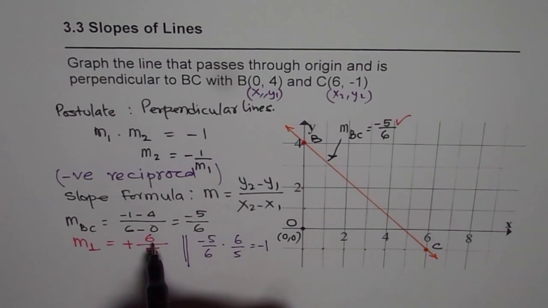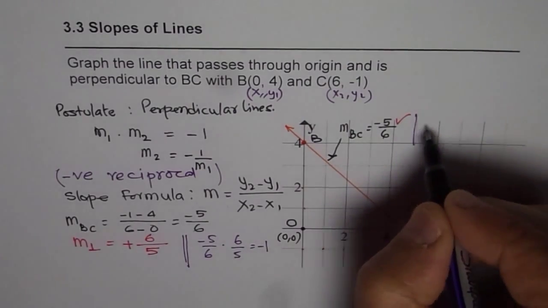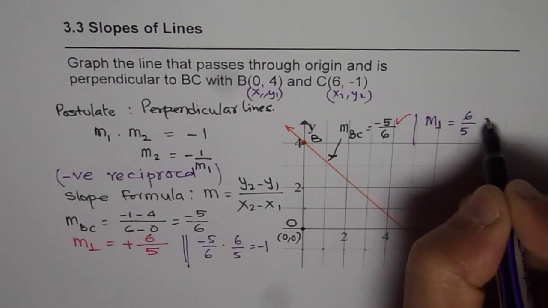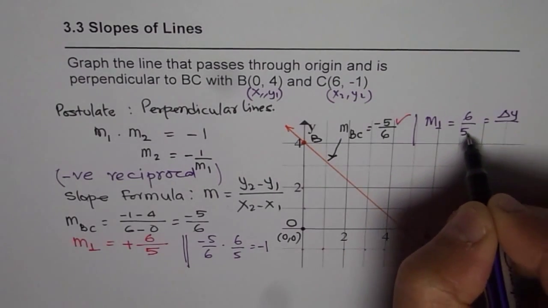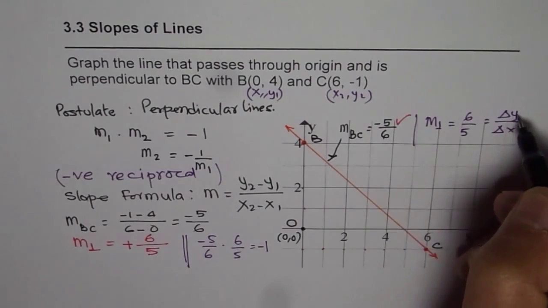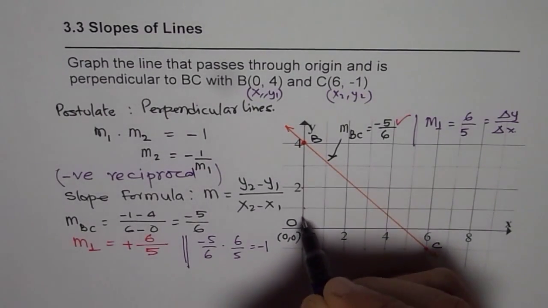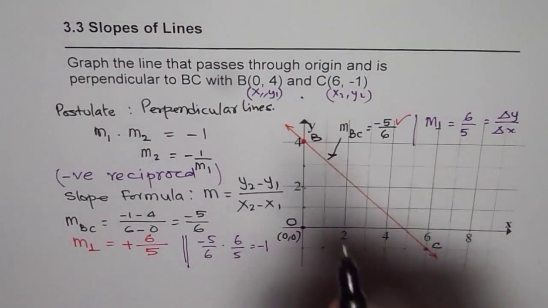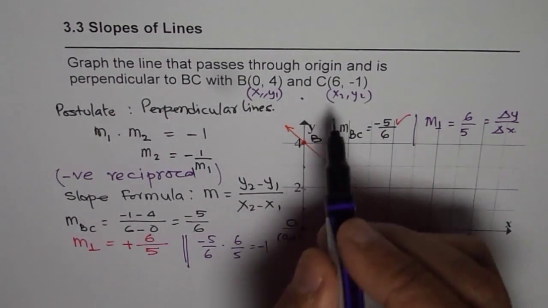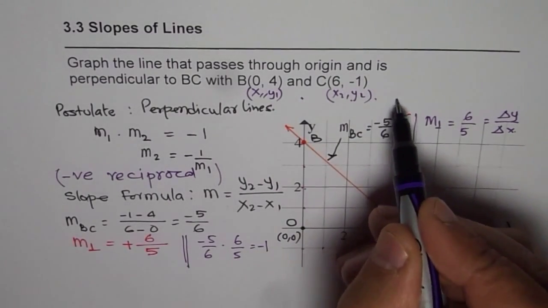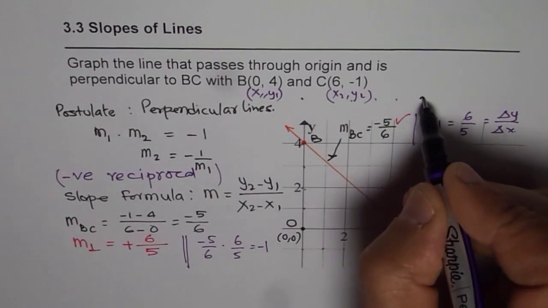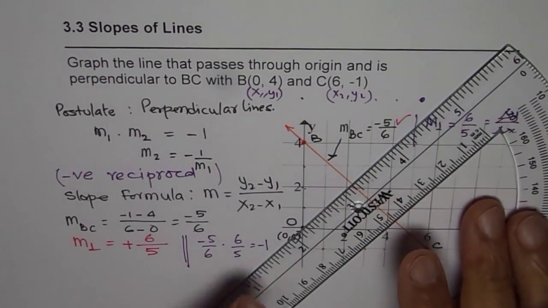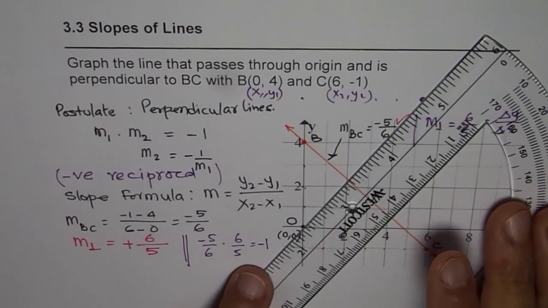So for the perpendicular line, the slope is 6 over 5. 6 is the change in y and 5 is the change in x. That is rise and this is run. So from here, 6: 1, 2, 3, 4, 5 and 6, okay? And 5: so we get 1, 2, 3, 4 and 5. Those are the points which we need to connect. So we can connect these points, then we get a line which is perpendicular.